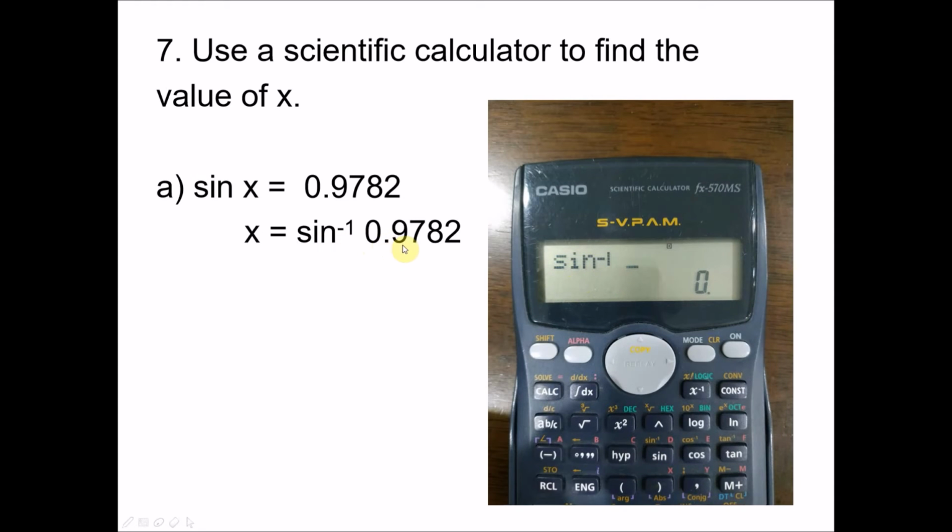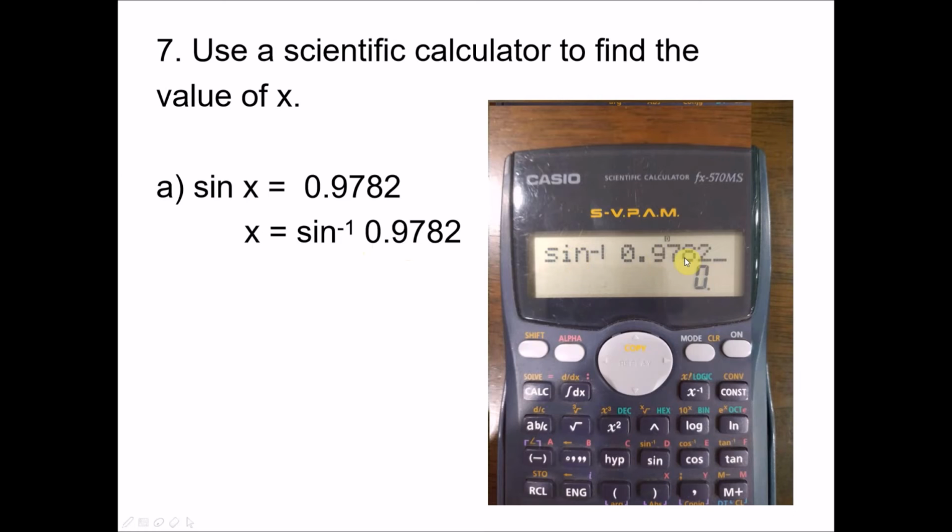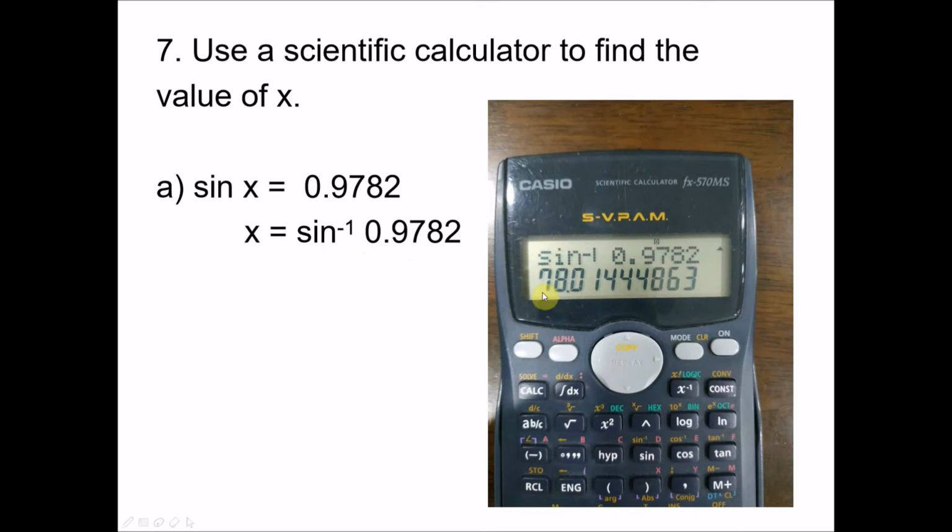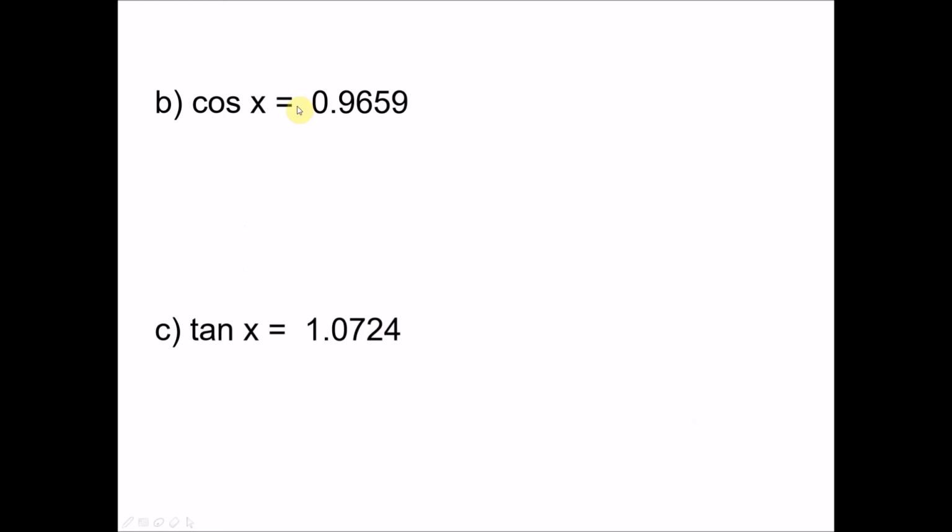Then you key in this 0.9782. Press the equal key, you get 78.01. The answer is 78.01 degrees. Since this is 4, you don't have to add a 1 here. Look at the next one. We have cosine x equals 0.9659. To find x, we use cosine inverse.